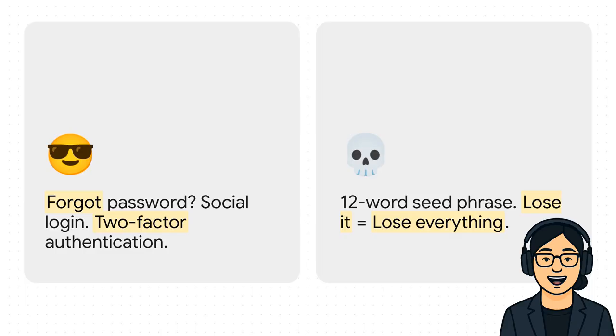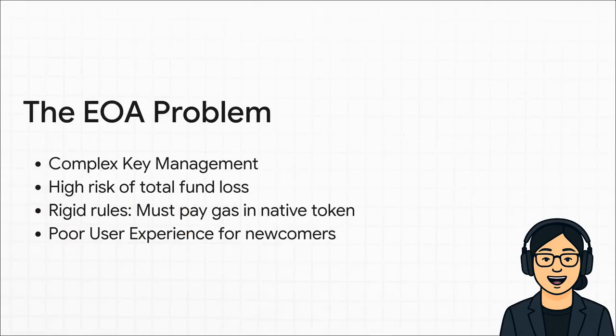But with a traditional crypto wallet, what the pros call an externally owned account, or EOA, your entire financial life is hanging by the thread of a single 12-word phrase. If you lose it, it is game over. There is no customer support. It's just gone.